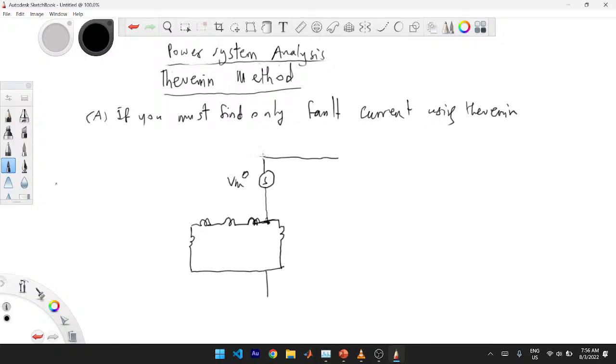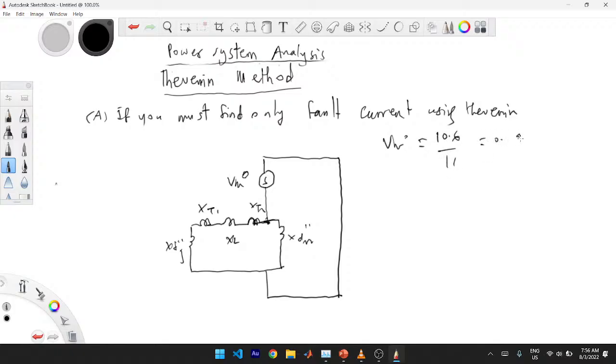Then you have your fault impedance, because it's short circuit. So just short circuit your impedance like this. So this is your, let's say, XDG double prime, XDM double prime. This is your X of transformer 1, X of transformer 2. This is your X of line. So here to find your VM naught from pre-fault, 10.6 over 11, 0.9636. So we have this. Now, how do we find the fault current?